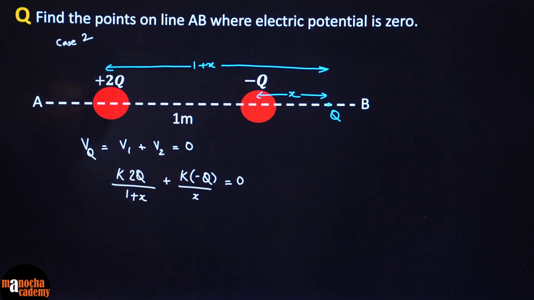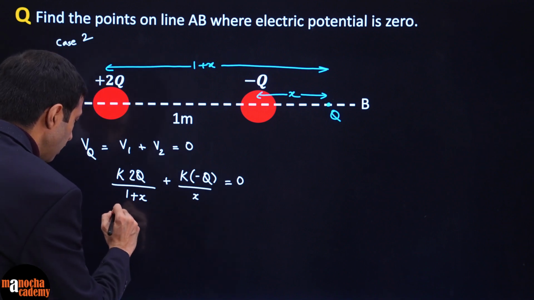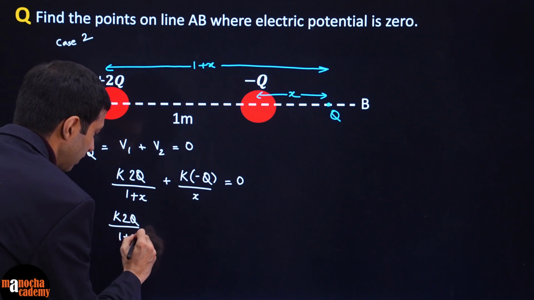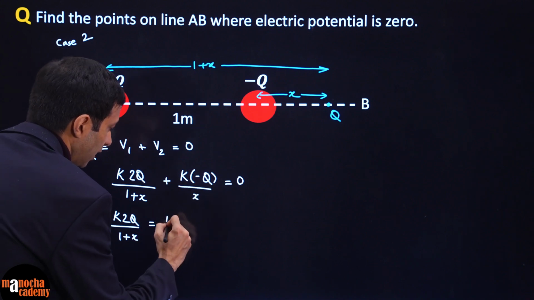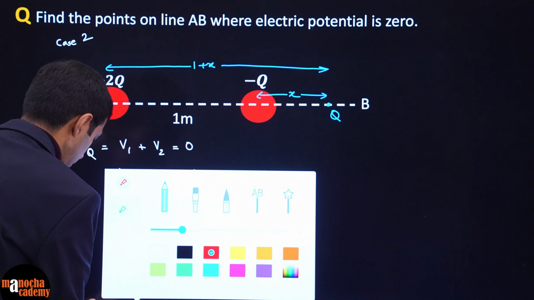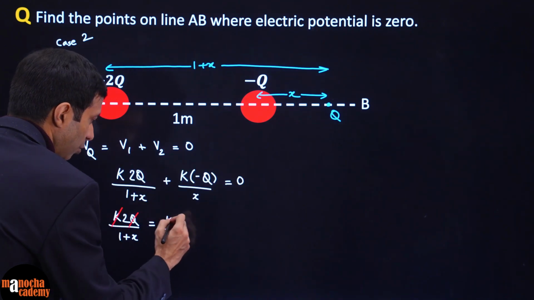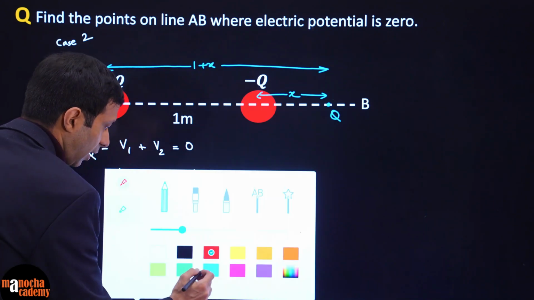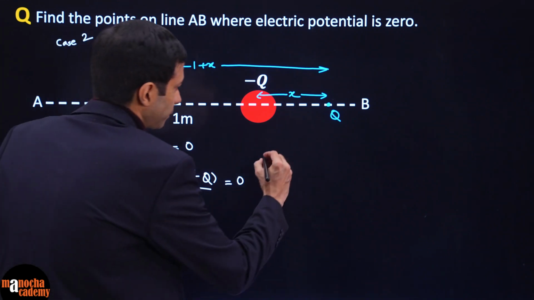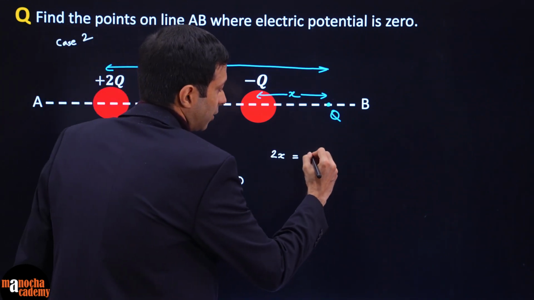That's it. Now you just have to equate these guys. So we are going to get k2Q divided by 1 plus x, and on the other side we'll get kQ divided by x. Guys, let's cancel all this kQ stuff, it will get cancelled. So I am finally getting, if I cross multiply, 2x equal to 1 plus x. 2x equals 1 plus x, right?